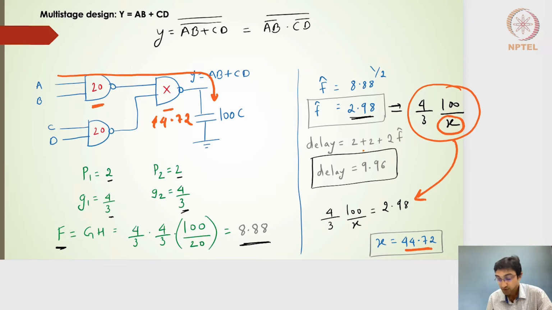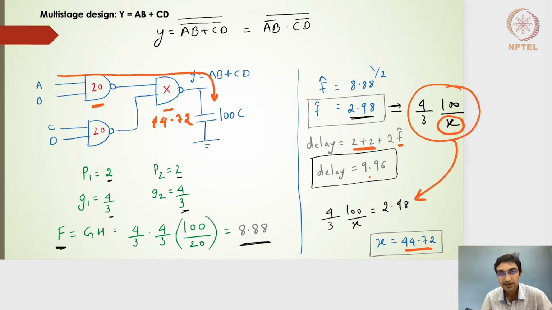So the total parasitics for this particular path will be nothing but the 2 parasitics coming from this first stage 2-input NAND gate, and then 2 parasitics coming from the second stage 2-input NAND gate. So the total parasitics will be 4 here, and the total effort delay will be nothing but two stages, so 2 twice multiplied by 2 multiplied by the individual f cap. So it turns out the overall delay is 9.96 for a multi-stage design.